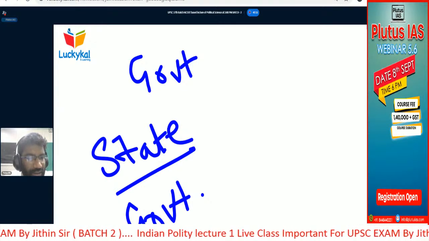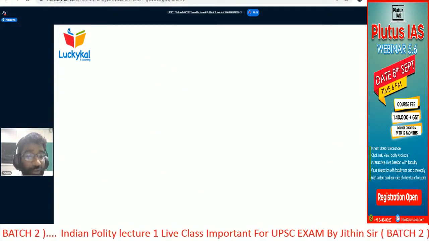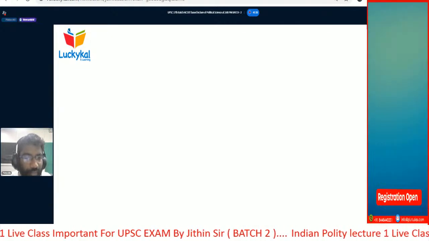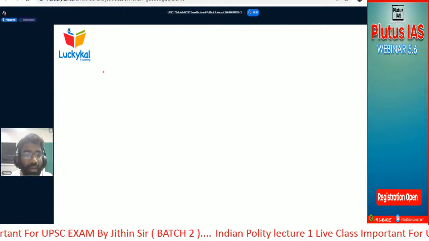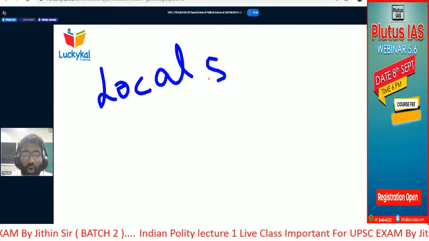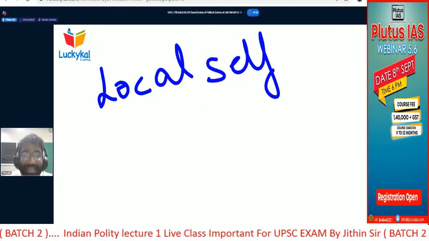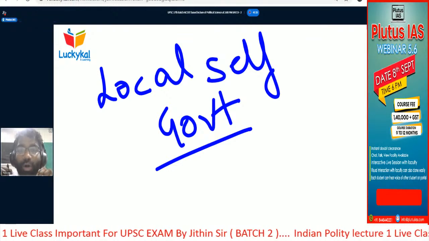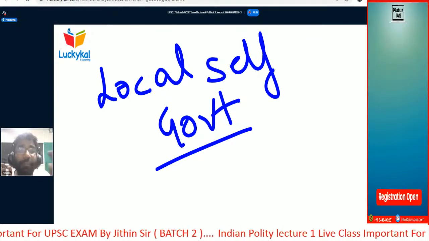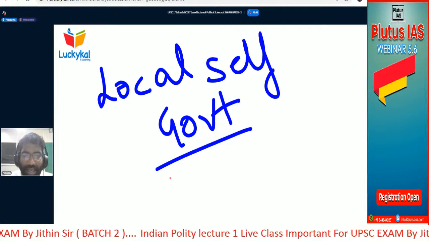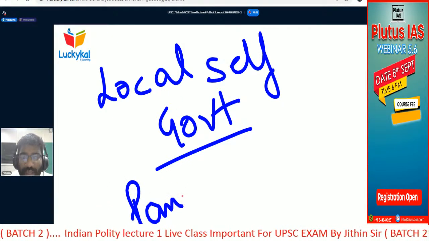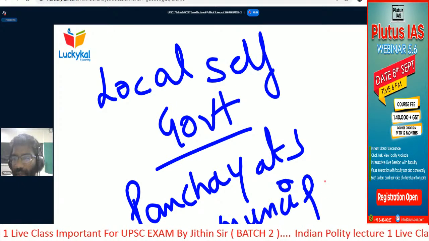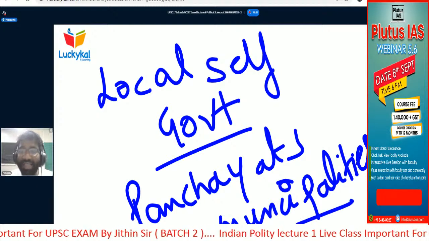Okay. Now, what is the third form of government? So local. The third form of government is local self-government. Local self-government includes panchayat and municipalities. Panchayat, local level government, Grameen level ke government, panchayat and municipalities. Just write down.